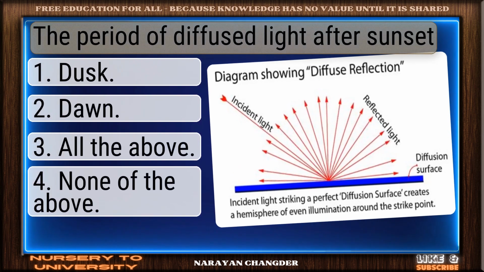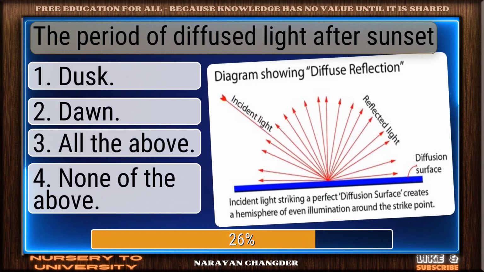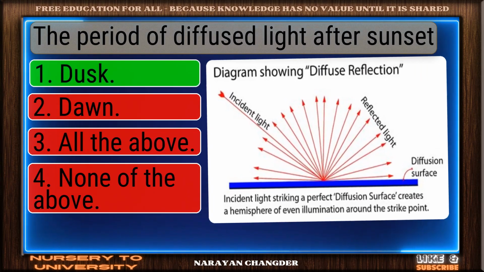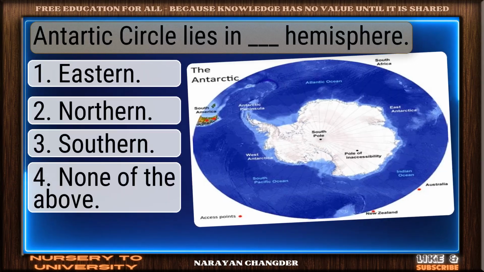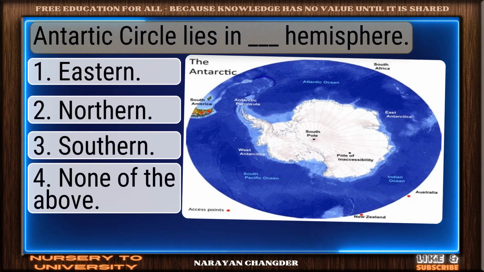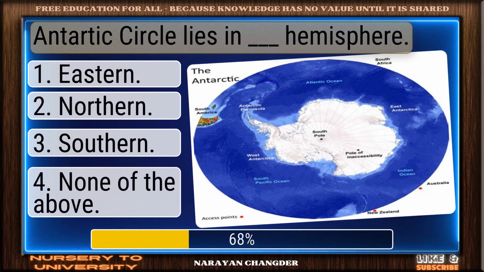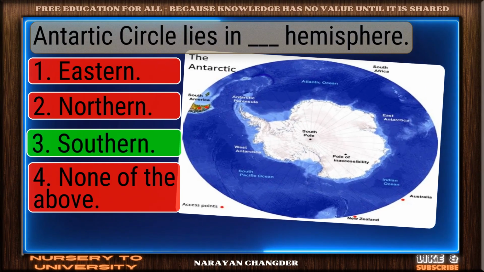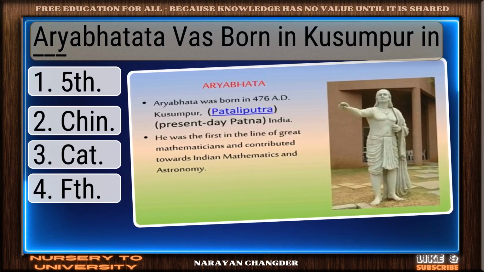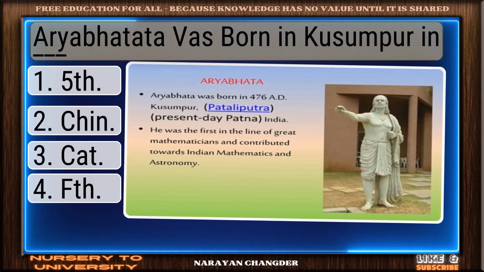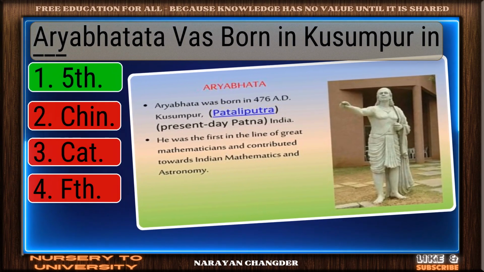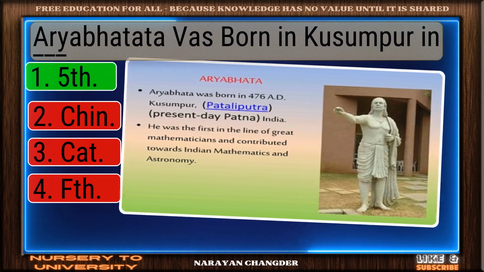The period of diffused light after sunset. Correct. Dusk is the right answer. Antarctic Circle lies in dash hemisphere. Excellent choice. Southern is the right answer. Aryabhata was born in Kusampur in dash. Well picked. 5th is the correct answer.